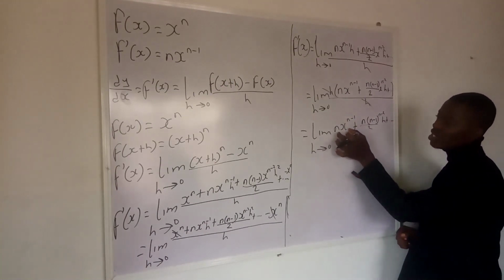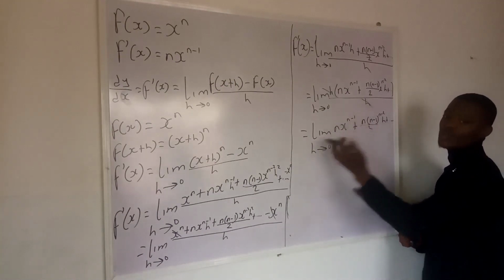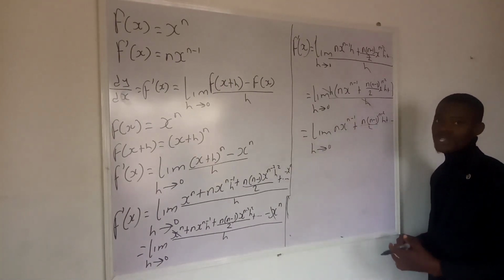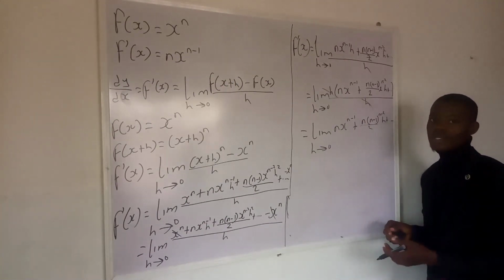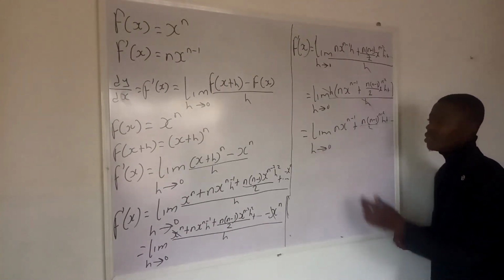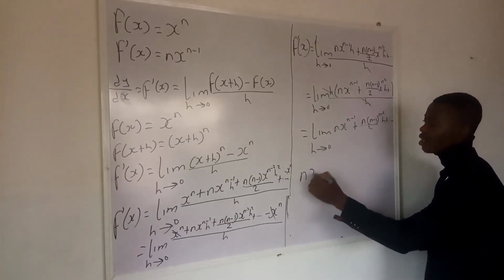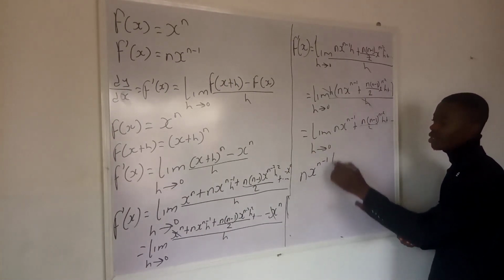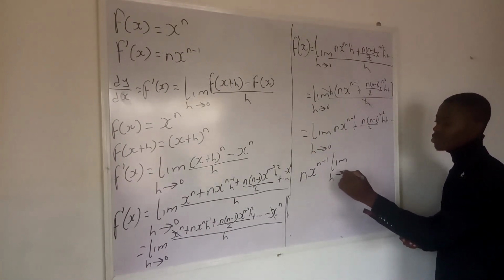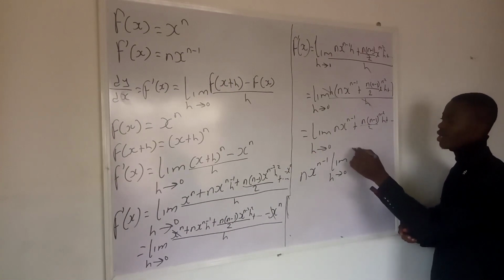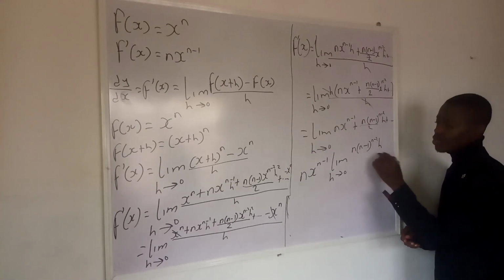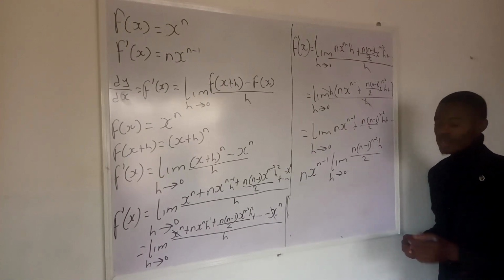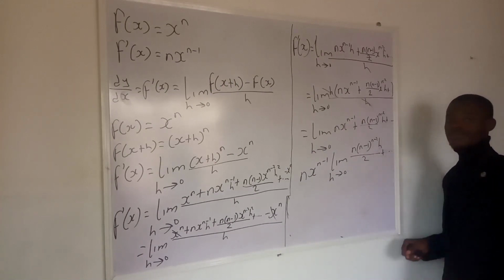Now you can see there's no h term associated with the first term, so we can take it out of the limit because it behaves as if it's just being added to the limit, since it has no h term. So let's take it out: n x to the power of n minus 1, plus the limit as h approaches 0 of n multiplied by n minus 1, x to the power of n minus 2 h, divided by 2, plus dot dot dot.